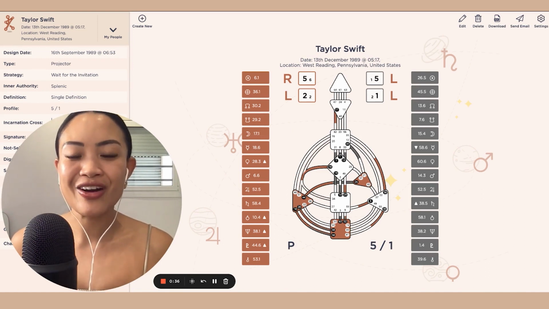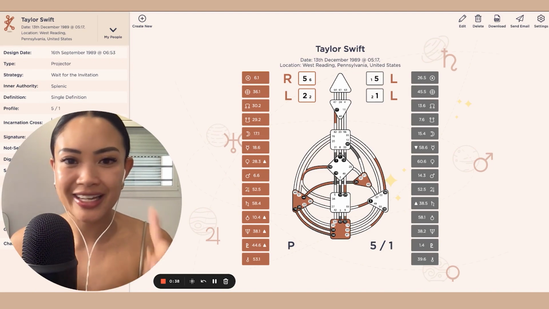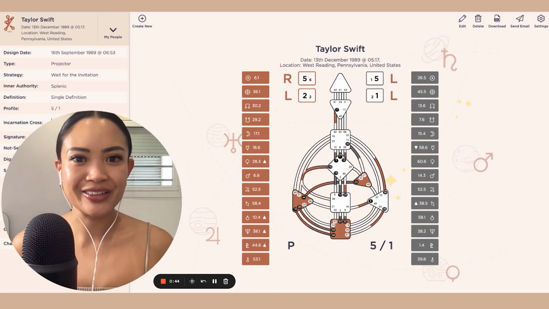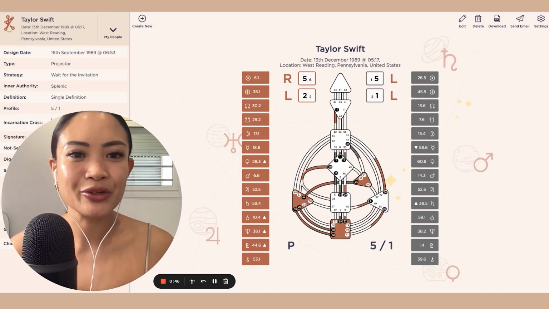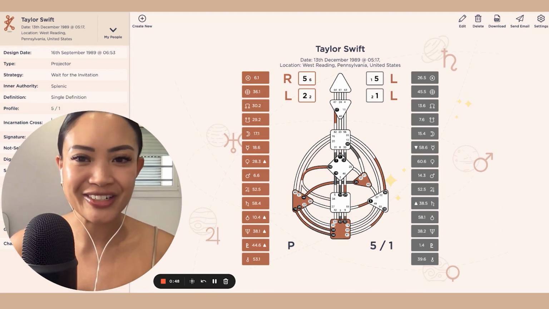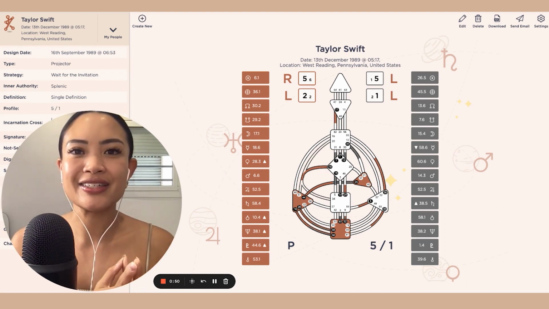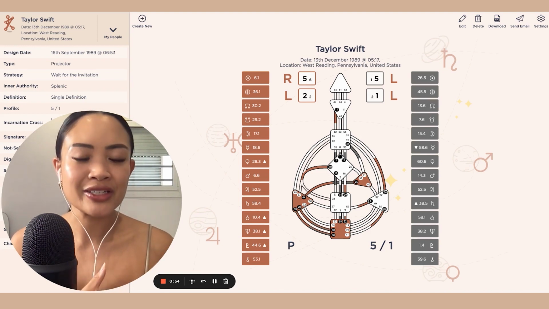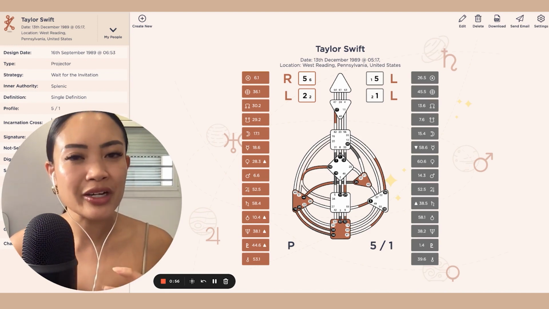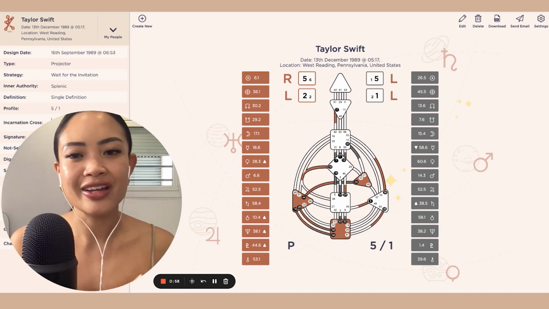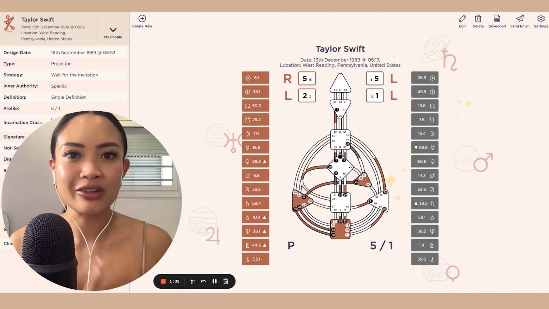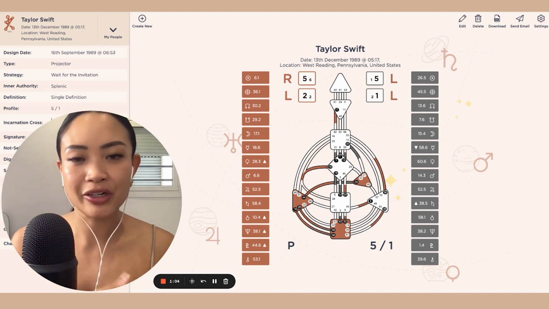And it's not hard to find comments like this one. Her music has saved her fans in one way or another. And as a millennial, my generation basically grew up with her since our teen years. And so her music is all about love and relationships and is so relevant to her fans that pretty much grew up with her. All the things that she was going through and that she was writing about were very much relevant to her fan base.